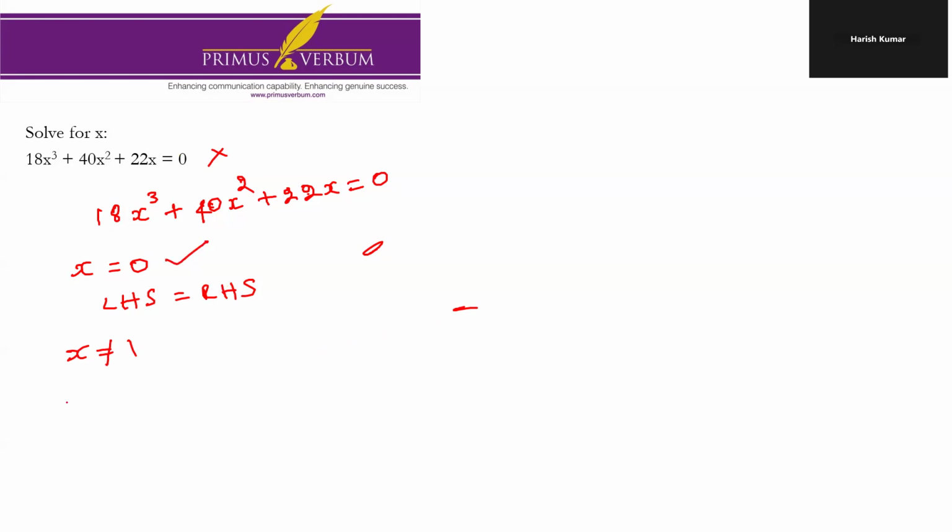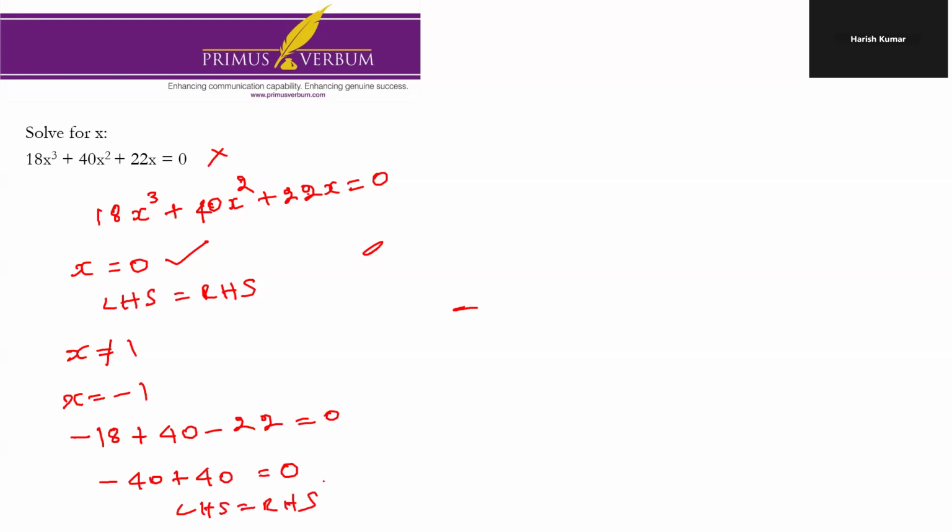Let's just try x is equal to minus 1 and see what happens. You will have minus 18 plus 40 minus 22 is equal to 0. This would be minus 40 plus 40. It's equal to 0. So LHS is again equal to RHS. Okay, so this means that one of the solutions is x is equal to minus 1.